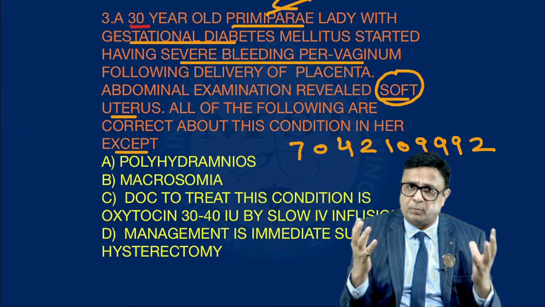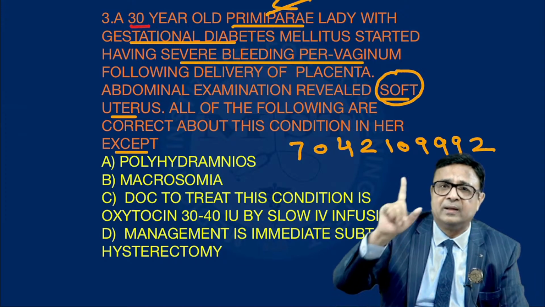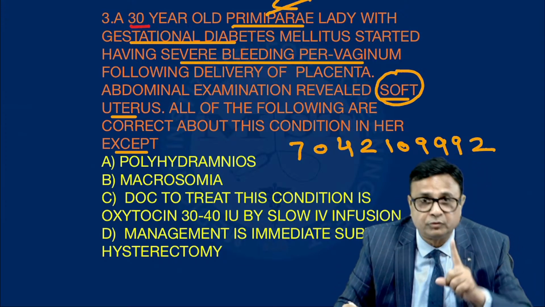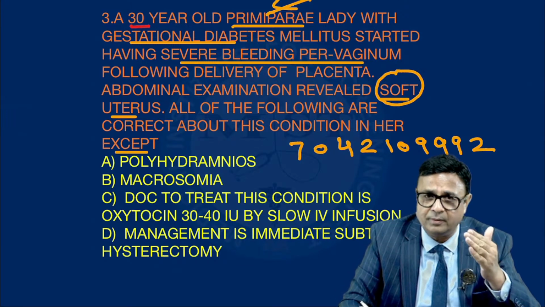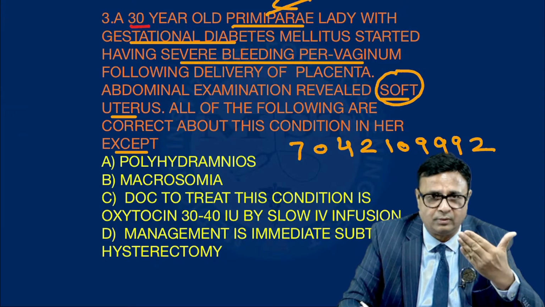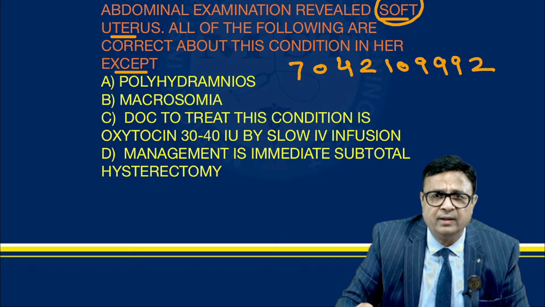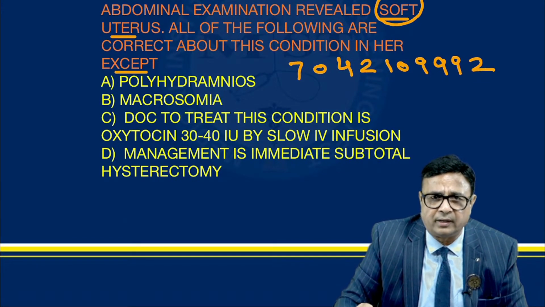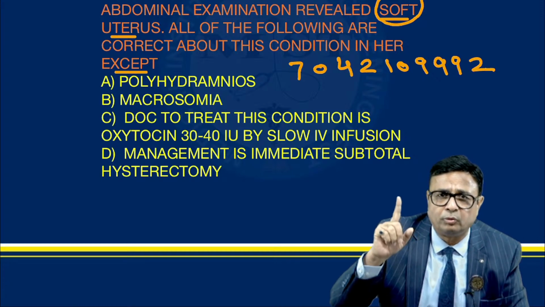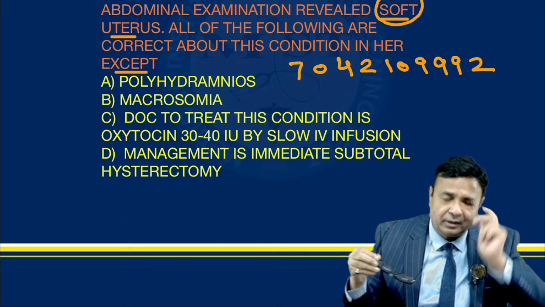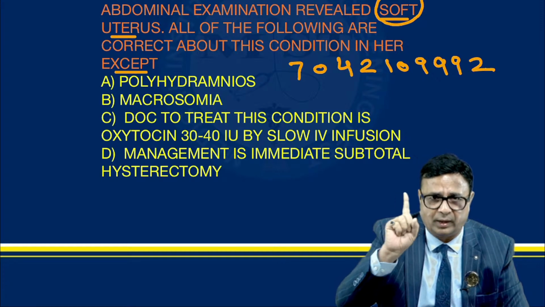The most common cause of postpartum hemorrhage is uterine atony. What is the most common type of postpartum hemorrhage? Primary postpartum hemorrhage. Because of diabetes, polyhydramnios occurs, due to osmotic diuresis. Macrosomia, correct. The drug of choice to treat this condition is oxytocin, 30 to 40 international units by slow IV infusion. What is the drug of choice to treat postpartum hemorrhage? Oxytocin, 30 to 40 international units by slow IV infusion.